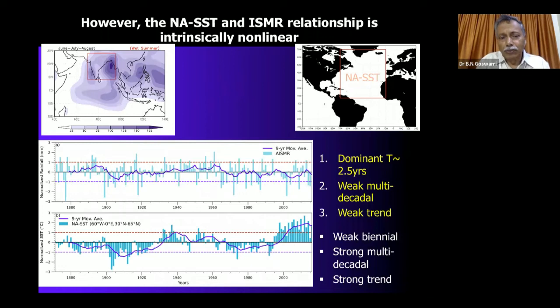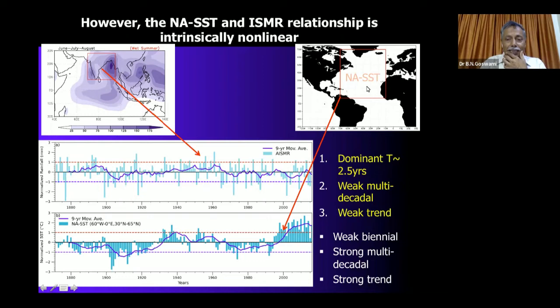However, if we look at the time series in the recent years, the time series of the rainfall and the time series of the sea surface temperature during summer over the North Atlantic, they are rather non-linear in the sense that the variability is very, very different. The monsoon time series has a dominant quasi-biennial oscillation of 2.5 to 2.7 years, and it has a weak multi-decadal variability and a relatively weak trend.